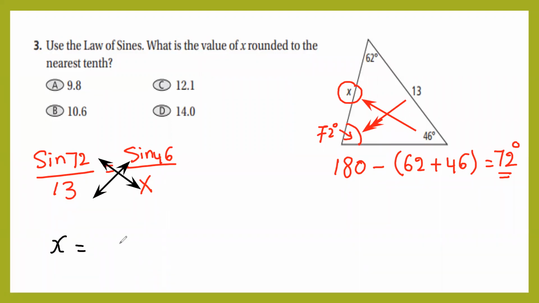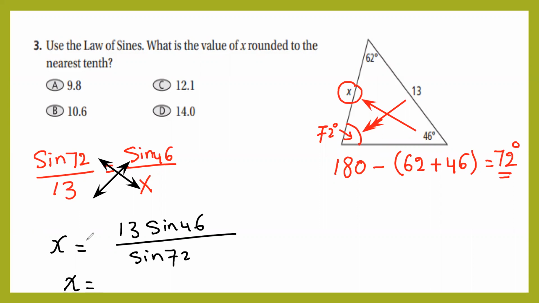So now x equals 13 sine 46 divided by sine 72. So x equals 13 sine 46 divided by sine 72. Final, yes, it is 9.83. Yes, that's it. So this is the answer.